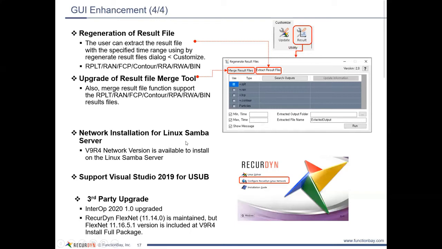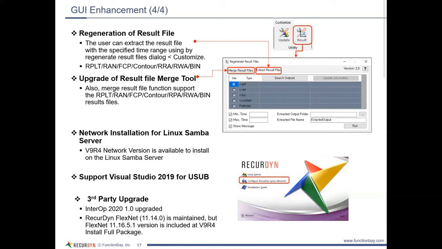We have some additional support on the Linux side, which now supports network installation. So in situations where you may want to do a lot of client installs, you can configure up this Linux network, and it supports this Samba server, and that can make things more convenient for your IT folks. RecurDyn now supports Visual Studio 2019 for user subroutines.